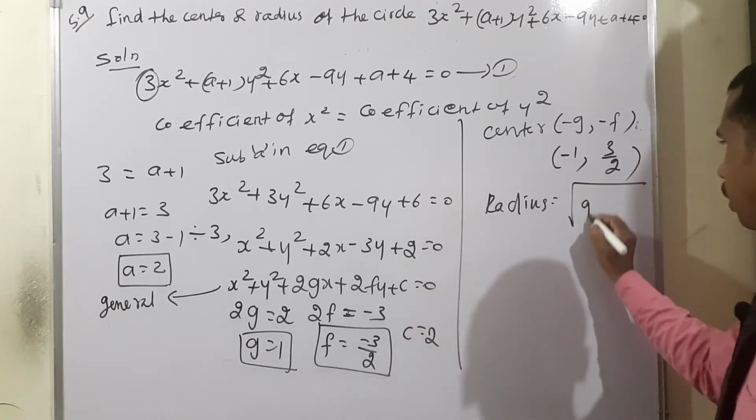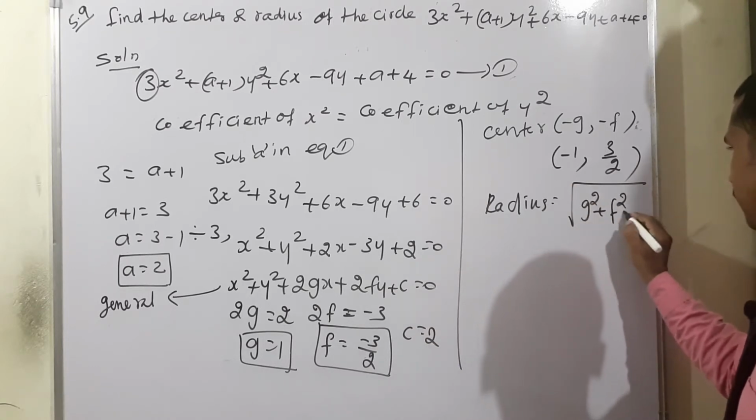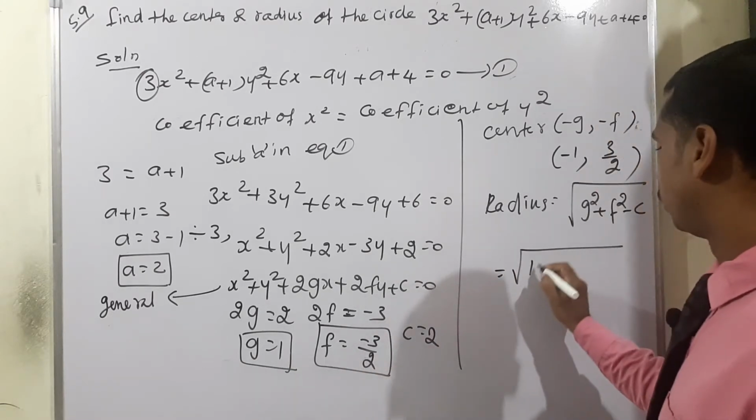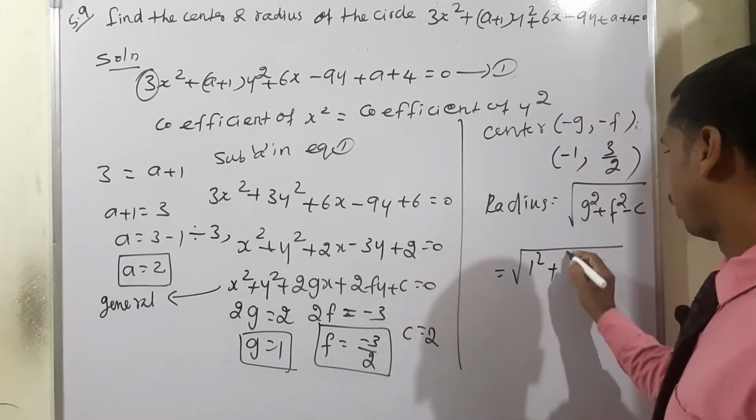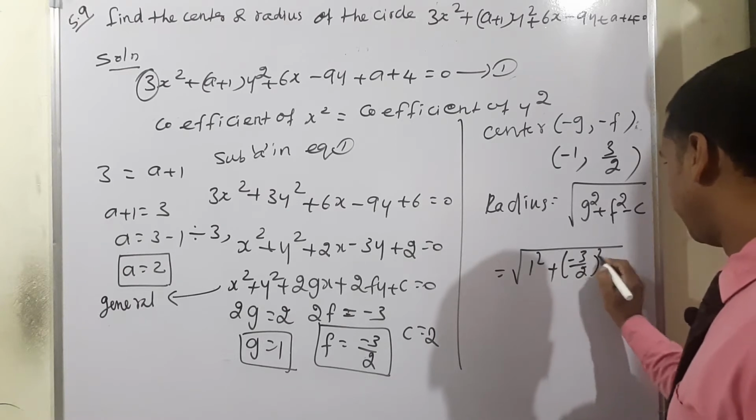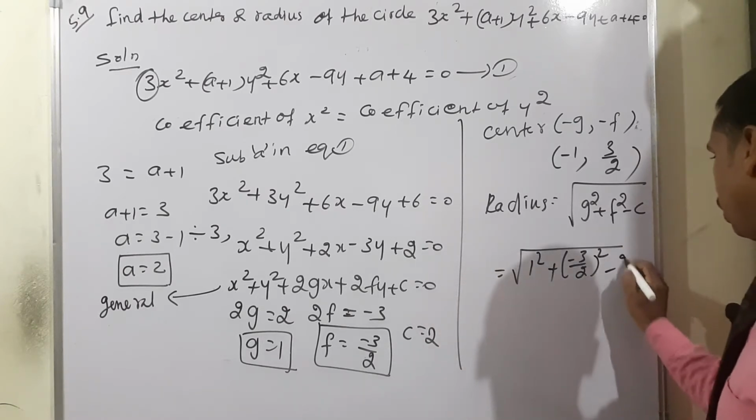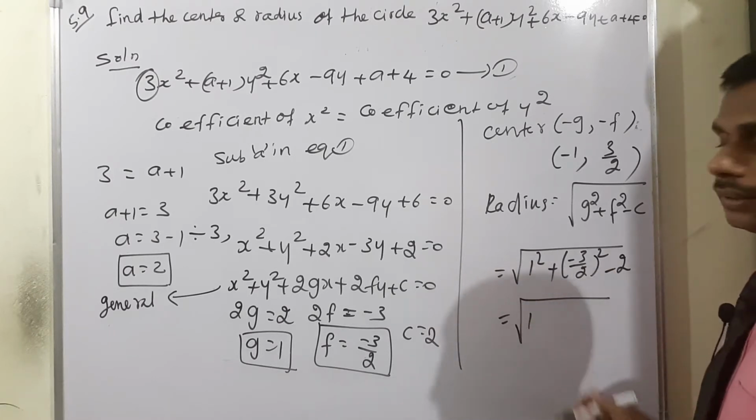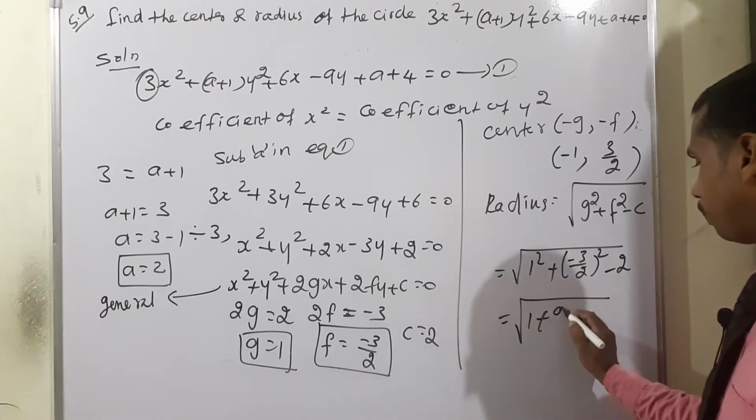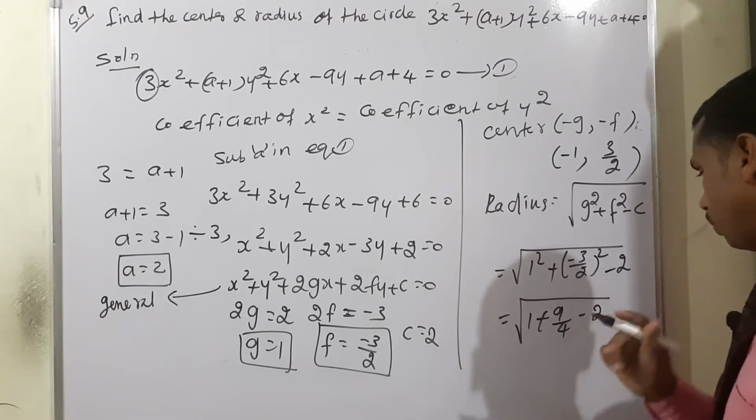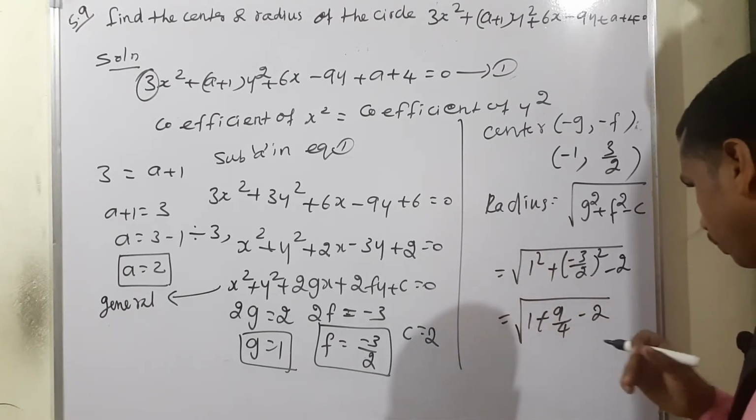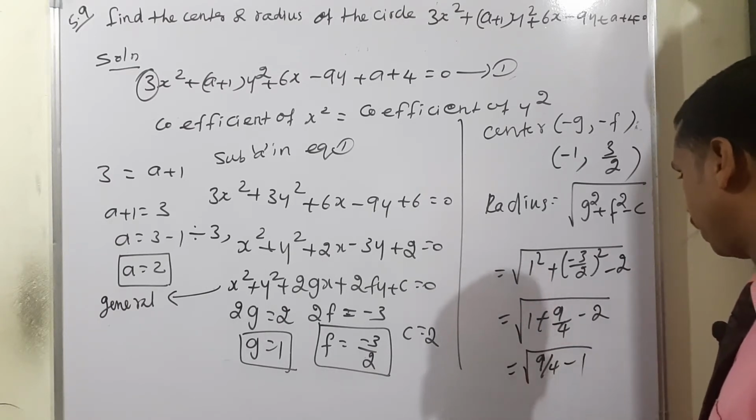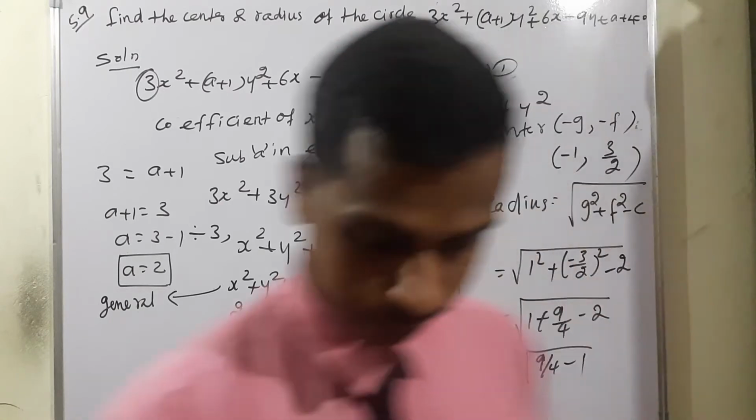The radius is the square root of g square plus f square minus c. Therefore, g square value will be 1. So 1 square plus f square, which is minus 3 by 2 the whole square, and the c value is minus 2. Again, square root of 1 plus minus 3 by 2 the whole square means we can write it as positive 9 by 4, again minus 2. So now, square root of positive 9 by 4, 1 minus 2 means we can write it as minus 1.